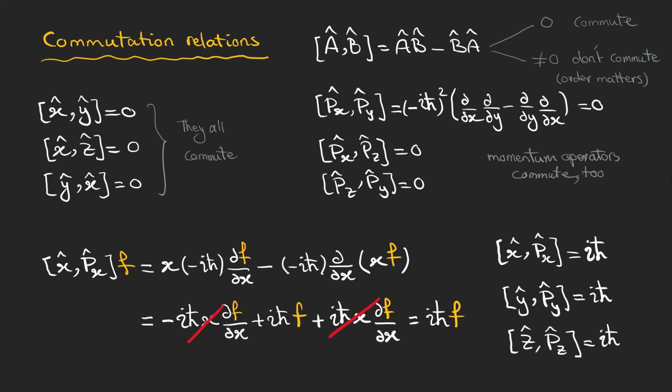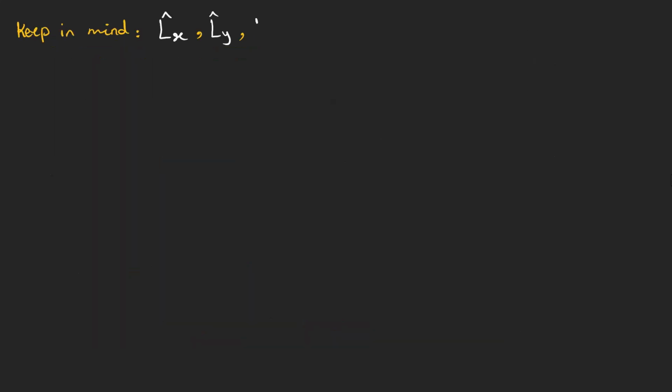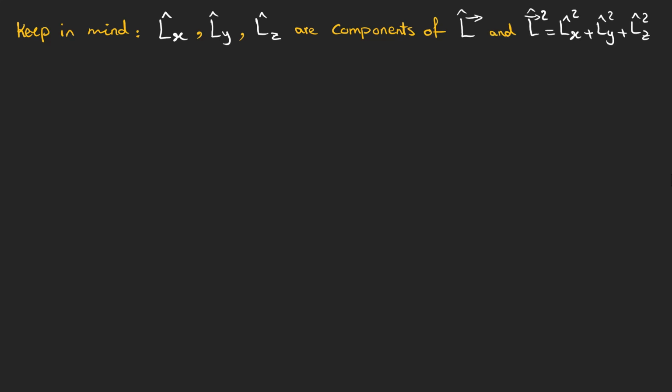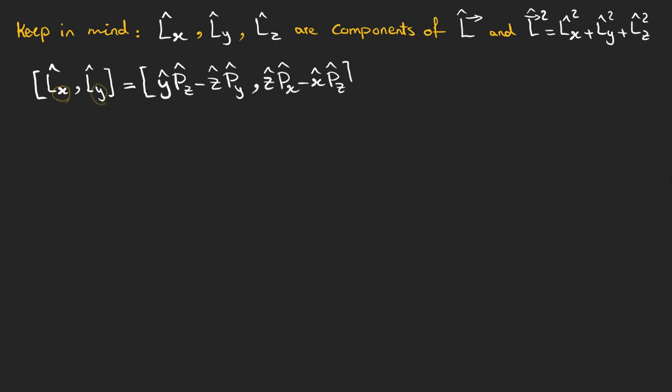Now, keep in mind that Lx, Ly, and Lz are components of L, and L squared is Lx squared plus Ly squared plus Lz squared. Now let's find the commutation relation between Lx and Ly. Here we have x, and so after x comes y, and then we have z, and we can write it like this. And for Ly, we have y, so after that we need z, and then x, and we can write it as this expression.